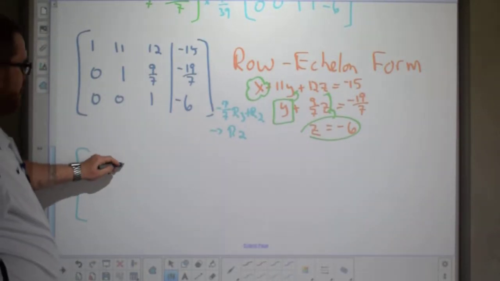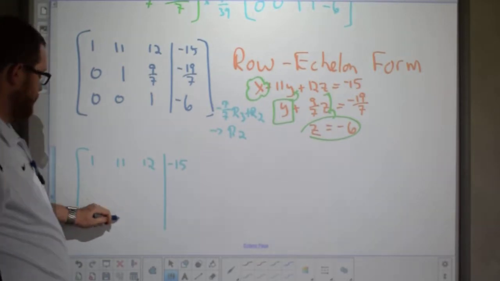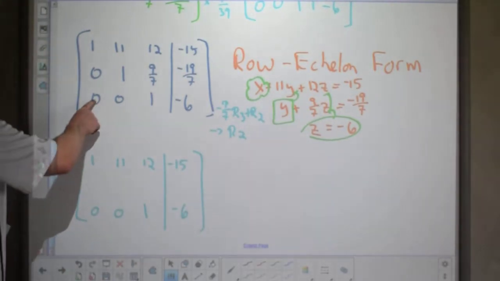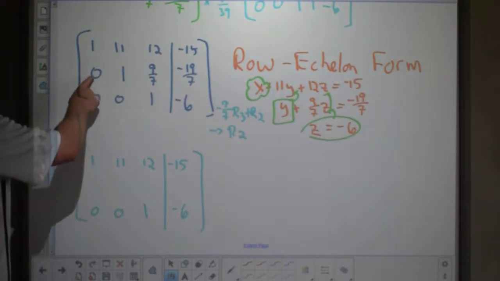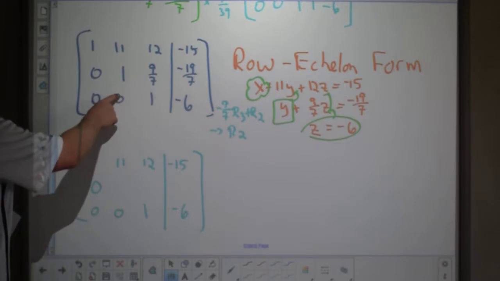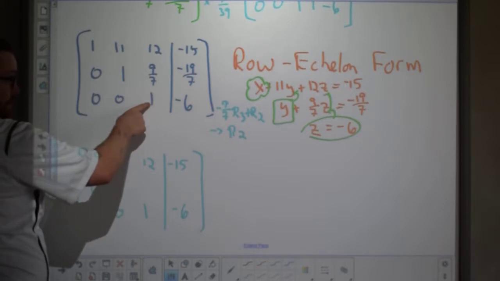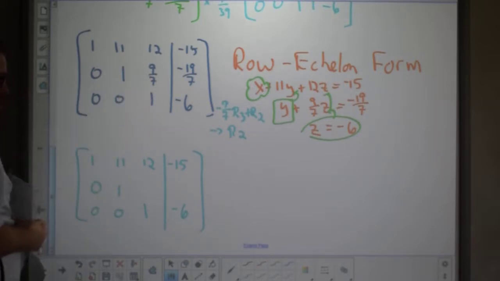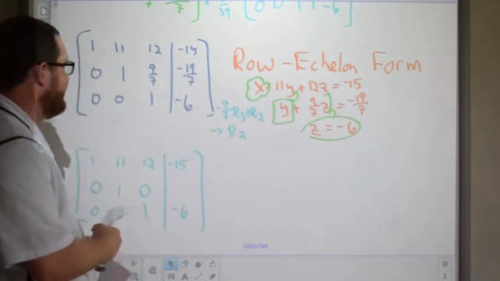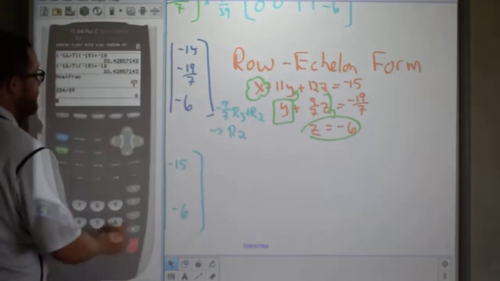So 1, 11, 12, negative 15, 0, 0, 1, negative 6. Negative 9 sevenths times this plus this is still 0. Negative 9 sevenths times this plus this is still 1. Negative 9 sevenths plus 9 sevenths is 0. But now I need my calculator. I need negative 9 sevenths times negative 6 plus negative 19 sevenths.